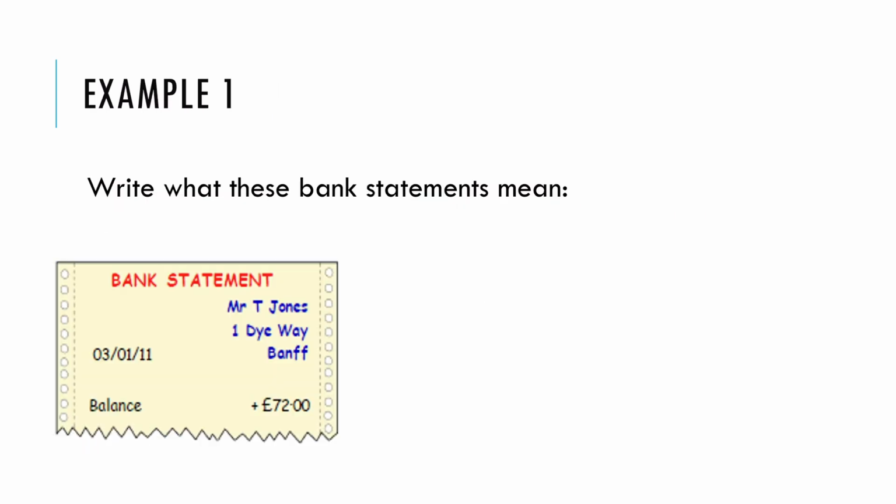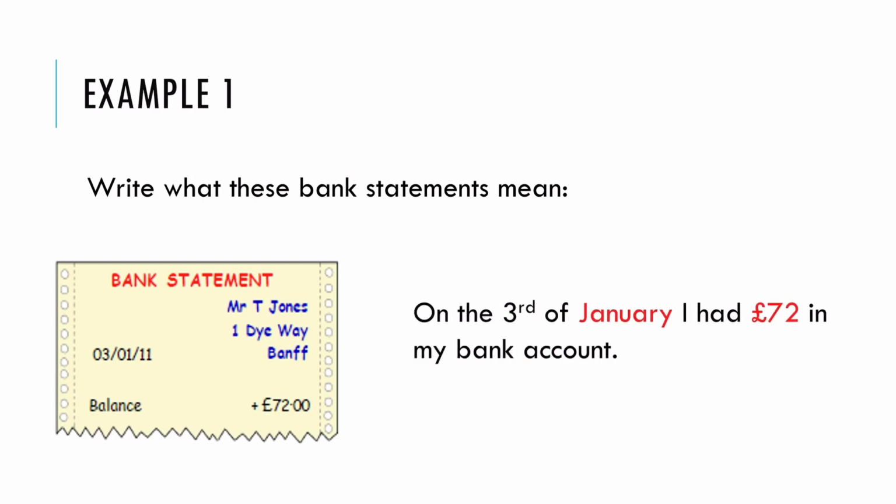So here we have a bank statement for Mr. T. Jones. The balance is plus £72. So what does this mean? Well, this means on the 3rd of January, Mr. T. Jones had £72 in his bank account.